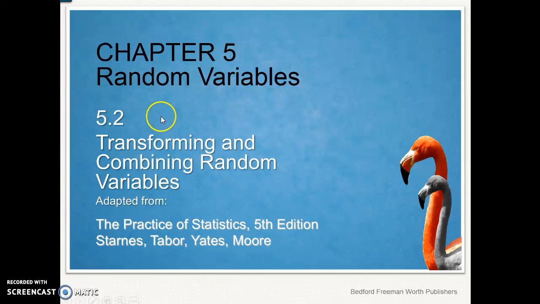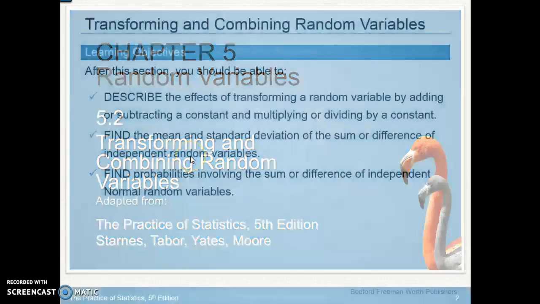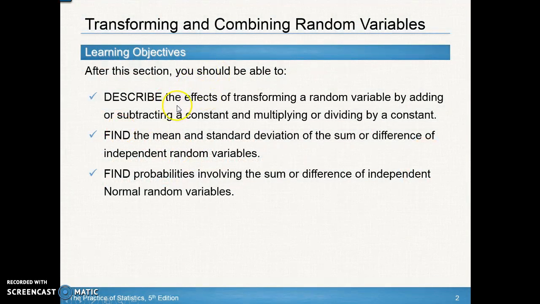Okay, so in this section, section 5.2, we're going to take a look at transforming and combining random variables. All that means is that we're going to add or subtract numbers to our probability distributions. Hopefully this shouldn't be too bad because this is something that we did back in Unit 2 with our normal distribution. So what you're going to be able to do is describe the effects of a transformation on a random variable.